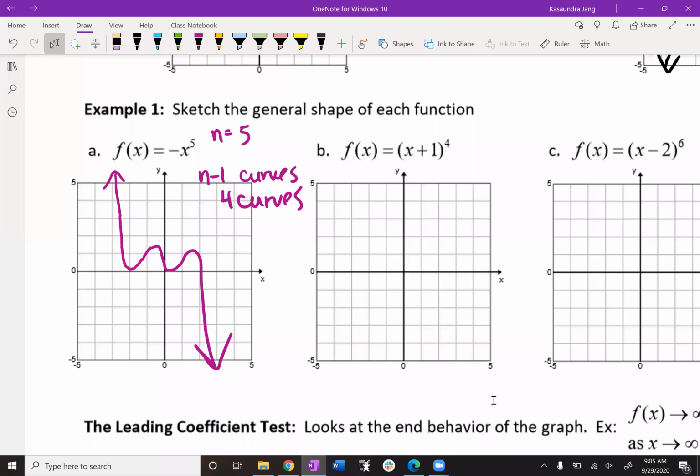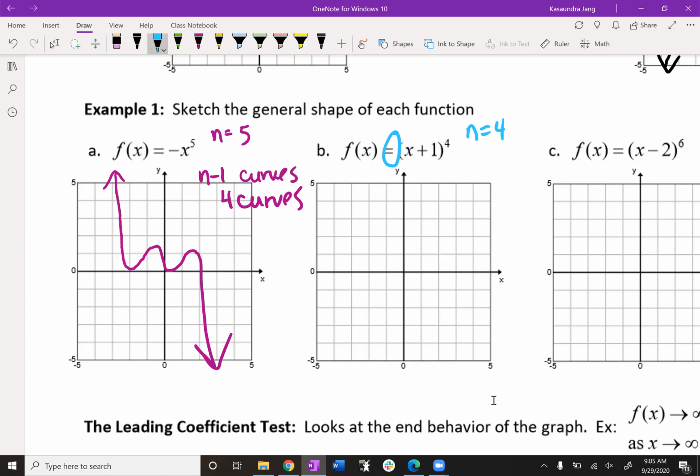Try and see if it works. Here we go. Because I had an odd exponent, the ends were going the opposite direction, and then I had n minus 1 curves. In this case, my next one has degree 4, which, because it's an even exponent, means both of my ends should be going in the same way.